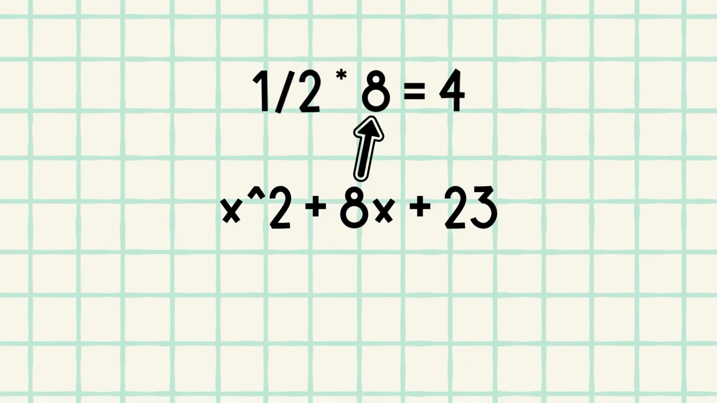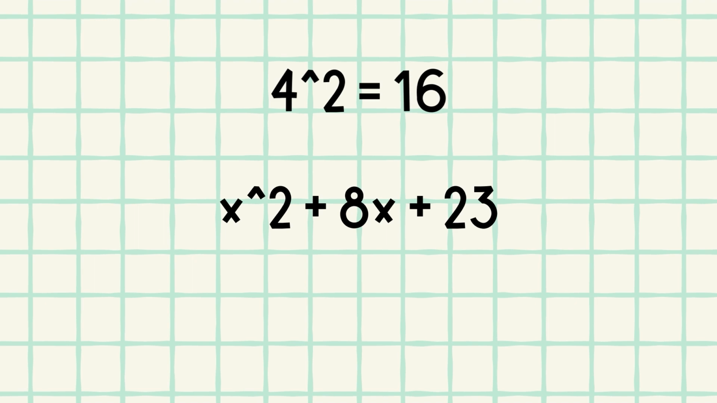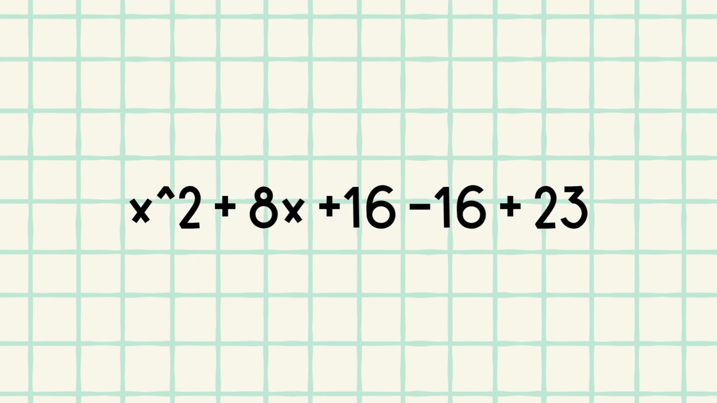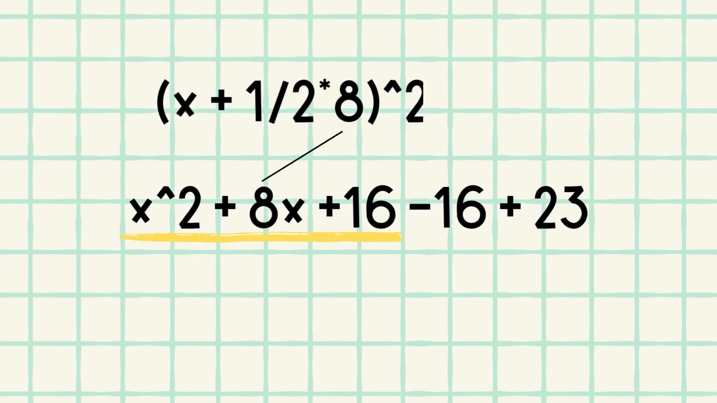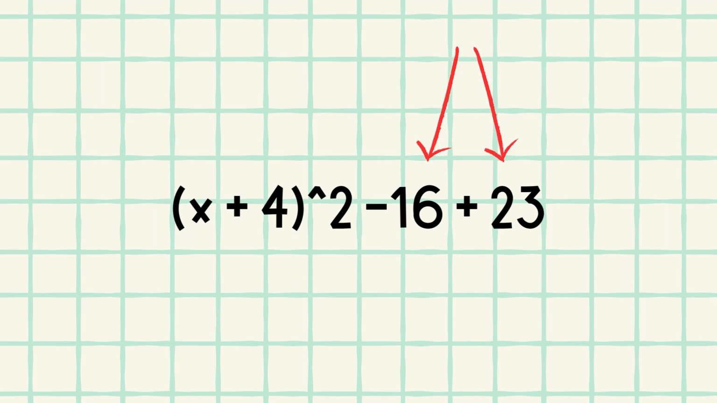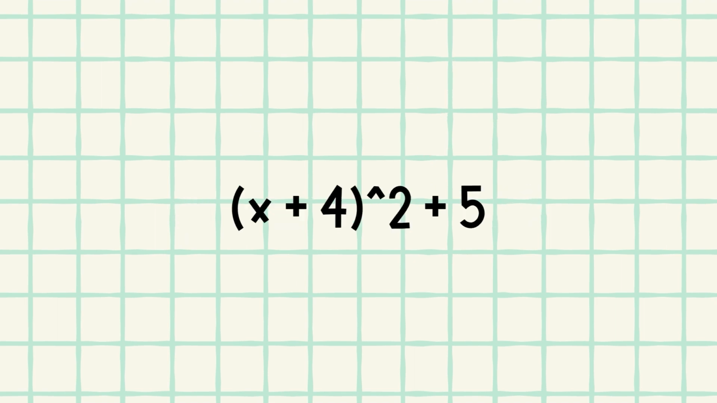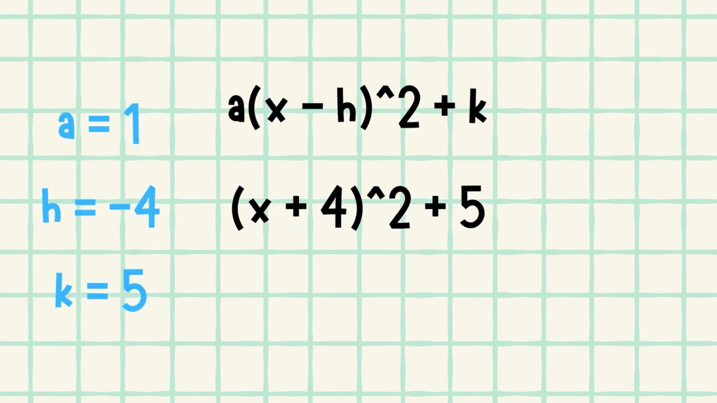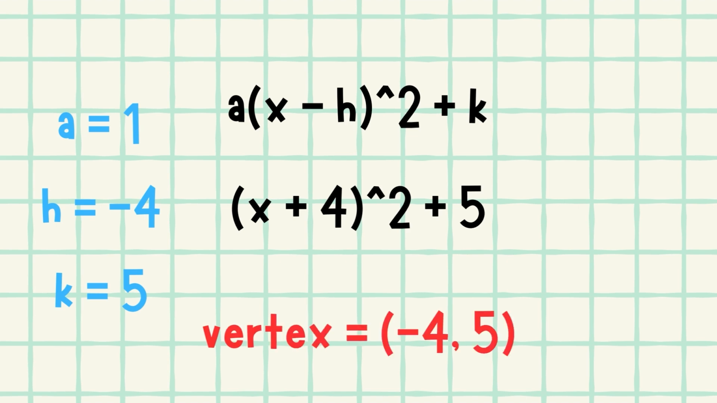If we want to find vertex form, we simply complete the square. As before, we square half of x's coefficient and get 16, and then subtract and add 16. The left bit simplifies to x plus half of x's coefficient squared, so x plus 4 squared, and adding negative 16 and 23 we get plus 5. We now have vertex form and can find the vertex, which is negative 4, 5. You might wonder why it's negative 4 and not 4.